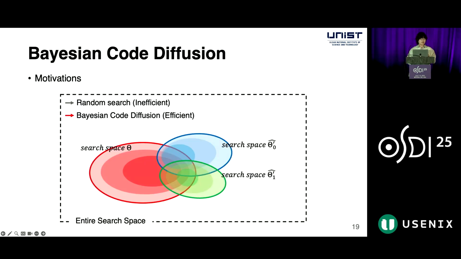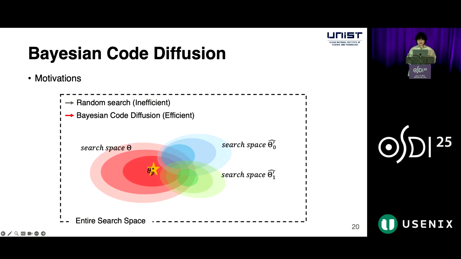So let me introduce the idea of Bayesian code diffusion. The idea is very simple. In this figure, each ellipse means the search space for each subgraph. And if the subgraphs are similar, the ellipse search spaces tend to overlap with each other.